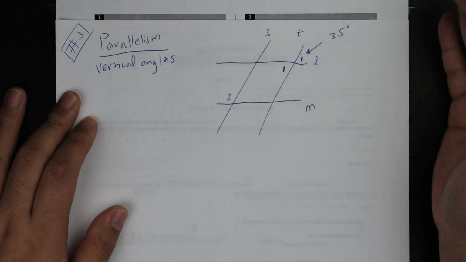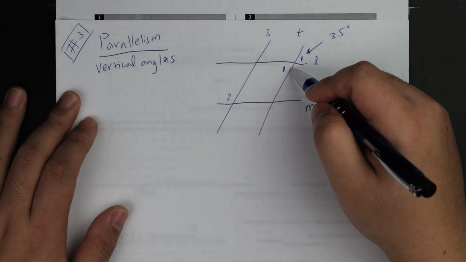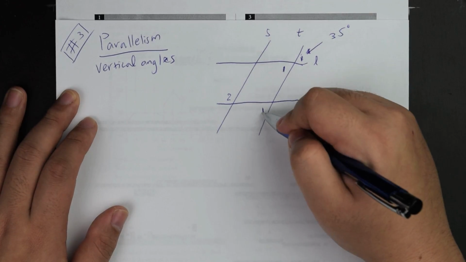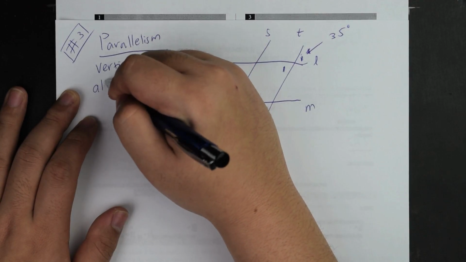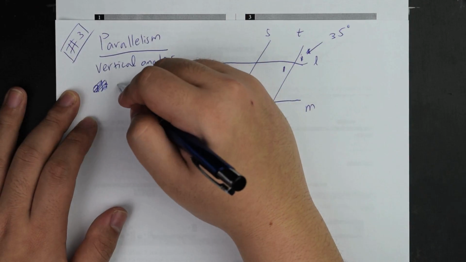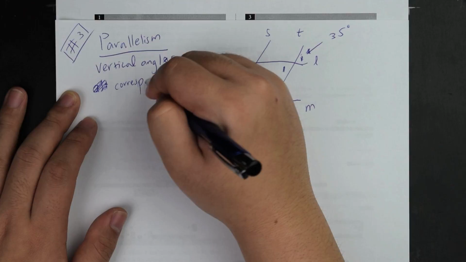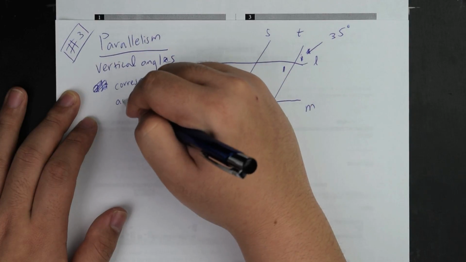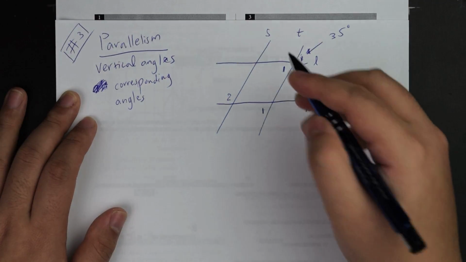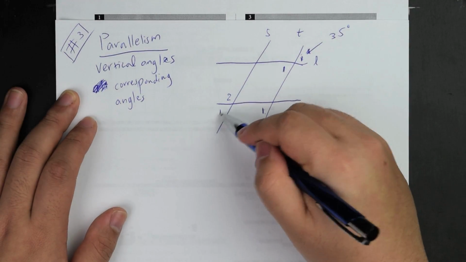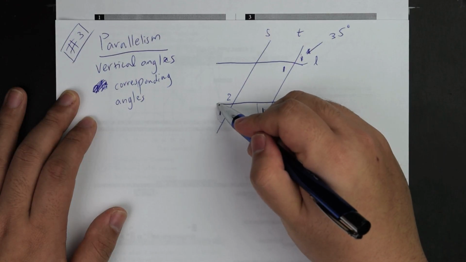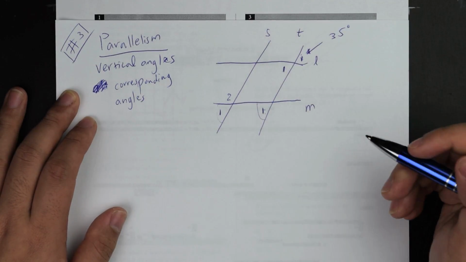Another rule right afterwards: I need to find out where this eventually goes. There's another rule that lets me know that this is going to be equal to this, because of, well, not alternate interior angles, but actually corresponding angles. Corresponding angles. So for this part right here, I know that this is going to be 1, and I know this is also going to be 1 because of corresponding angles. Because if this angle is 35, this will also be 35, because we know that they are parallel.